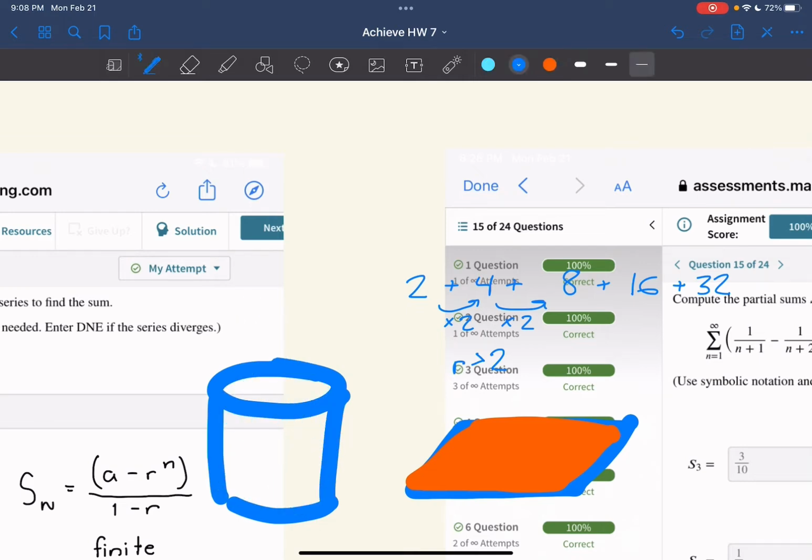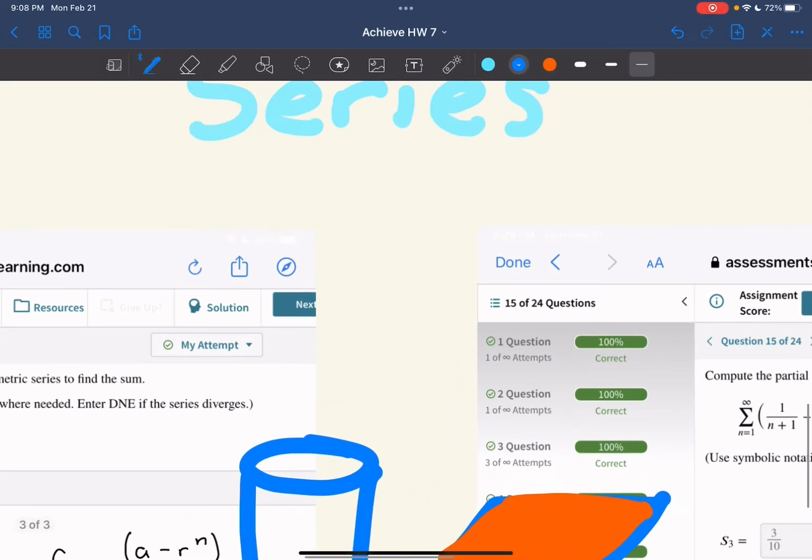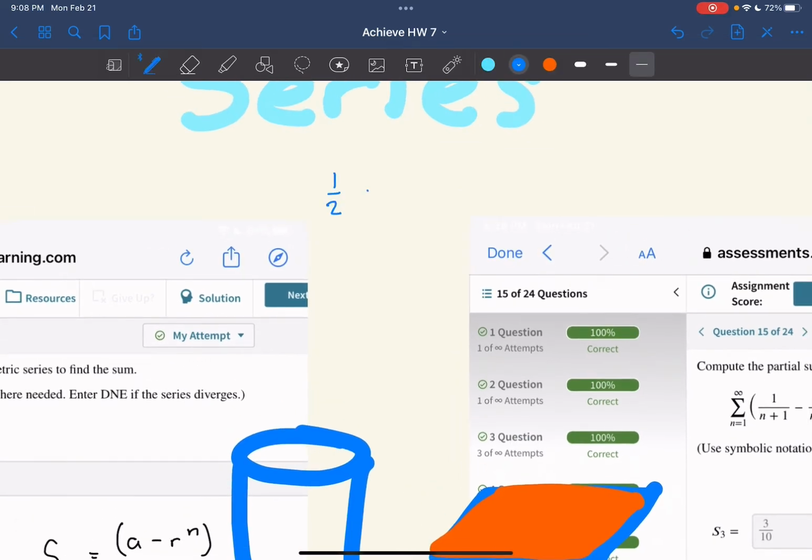Now let's look at another example. Say, for example, the geometric series was 1/2 plus 1/4 plus 1/8 plus 1/16 plus 1/32. You can see that our R here, each time we're going to be multiplying by 1/2. Multiply by 1/2, and you get the point.